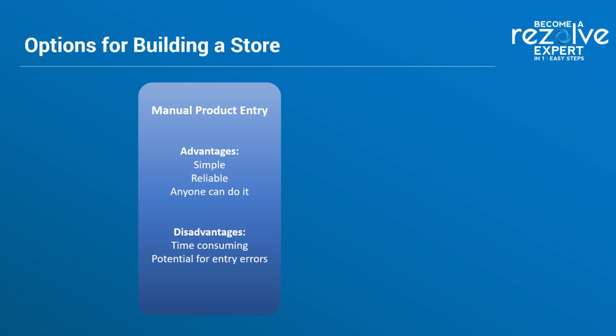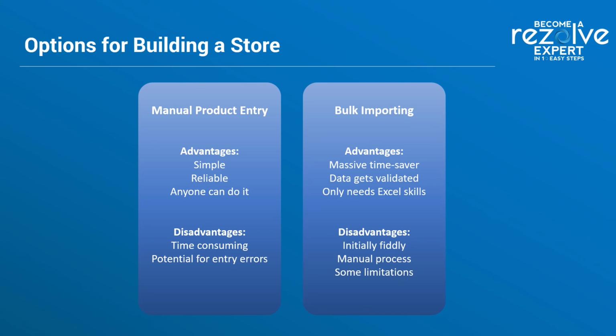But there are disadvantages. It's going to be time consuming. So, adding 10 products, not a big deal, but adding 1,000 products, you're going to be there for a while. And there is that potential for entry errors, for accidentally copying a field into a wrong value and maybe spelling something wrong. So you've got those disadvantages. Which is why I wanted to tell you about bulk importing, which is another option that's supported within Rezolve for getting products in there. It supports importing a CSV file, which is a massive time saver, and there's nice validation in there. So if you're trying to import the description into the price field, Rezolve will warn you. And in order to create an import file, you just need some Excel skills.